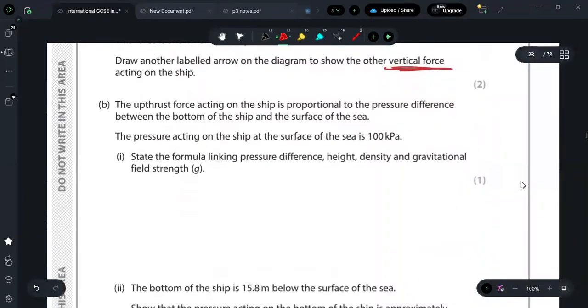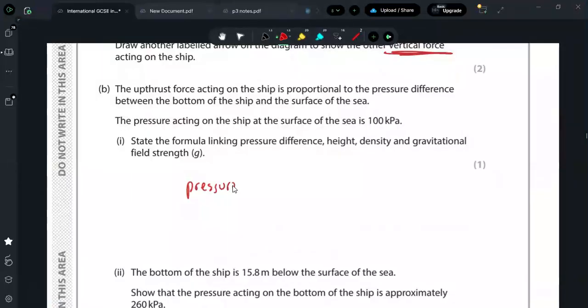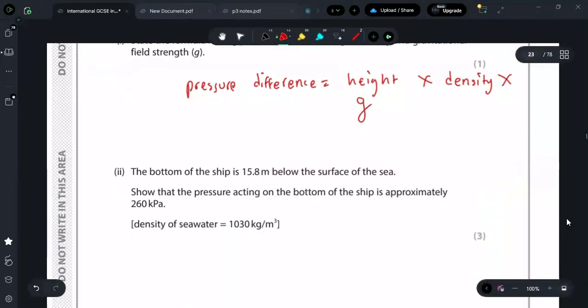Number 2, B1. The upthrust force acting on the ship is proportional to the pressure difference between the bottom of the ship and the surface of the sea. The pressure acting on the ship at the surface of the sea is 100 kilopascal. State the formula linking pressure difference, height, density, and gravitational field strength. The formula is pressure difference equals height into density into g, gravitational field strength.